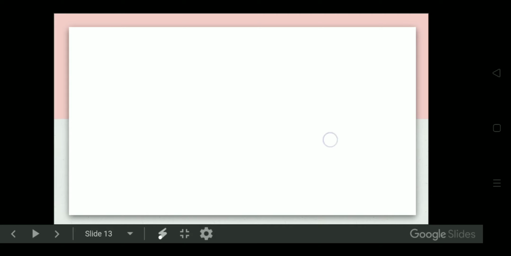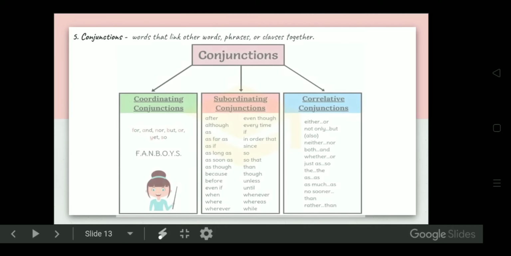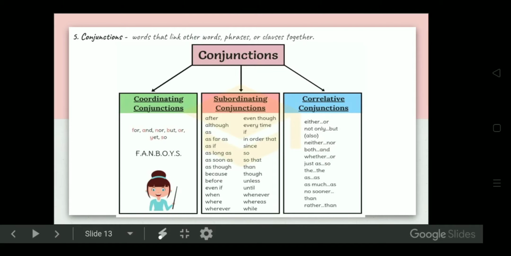Okay, next one is conjunction. What are conjunctions? Conjunctions are words that link other words, phrases, or clauses together. Okay, we are familiar with this. We used conjunctions in our previous tasks. When we are writing articles, we use conjunctions a lot. Okay, but of course, there are many different types of conjunctions as well.